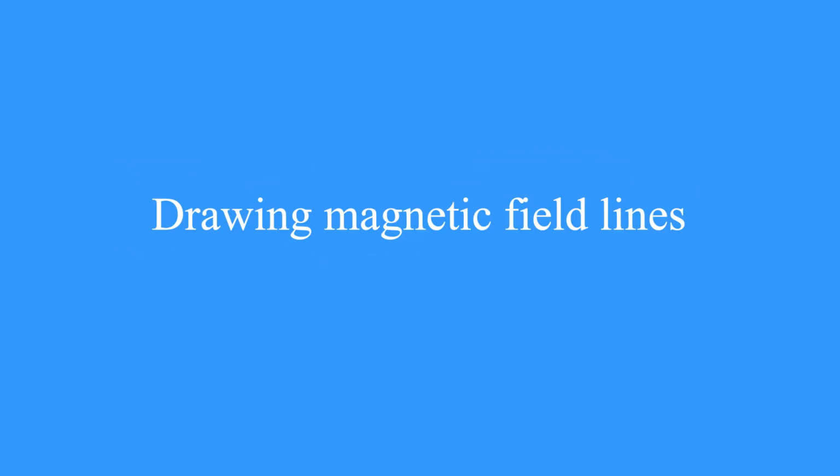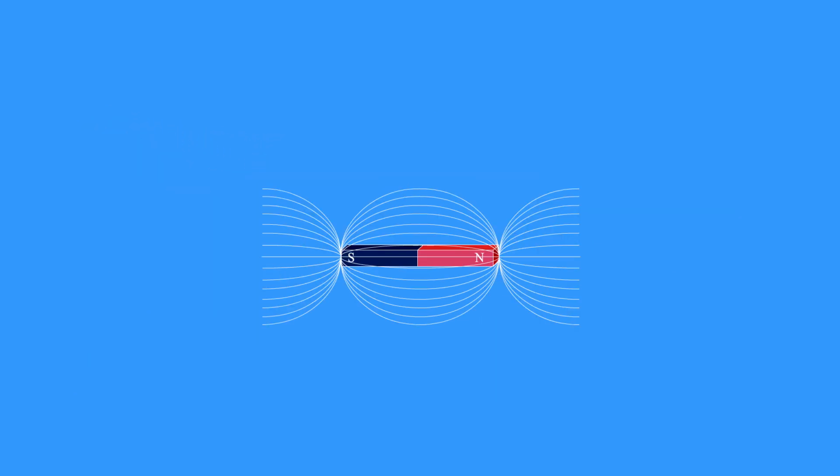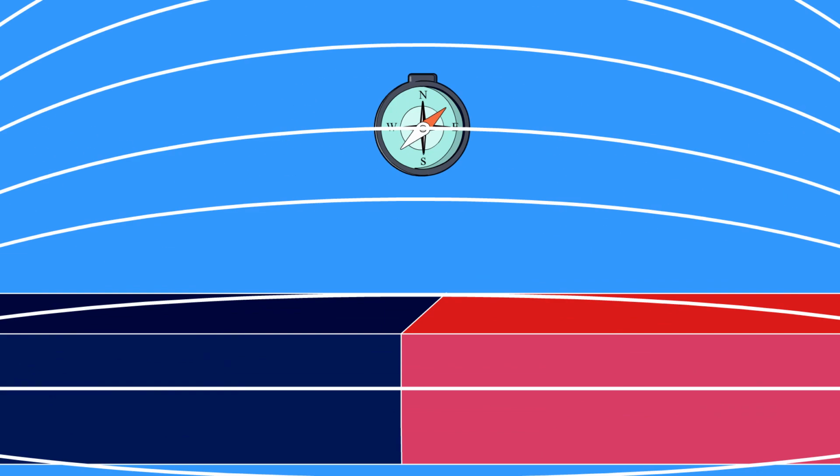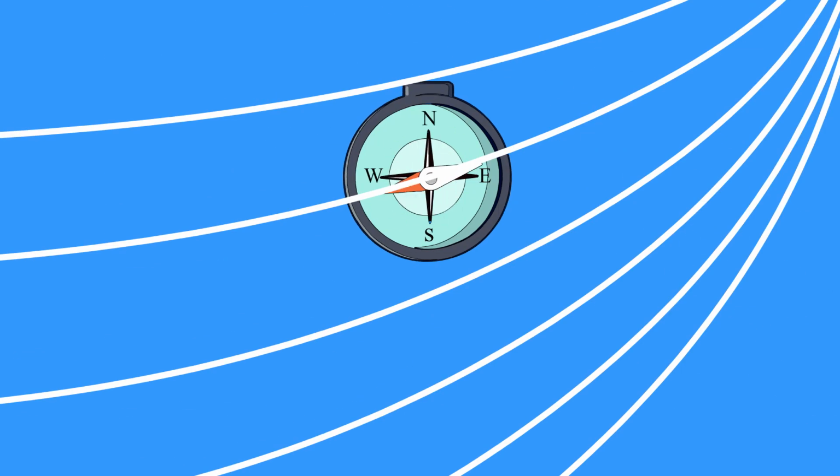Drawing magnetic field lines with the aid of a compass. The magnetic field of a bar magnet can be explored using a compass. If a compass is brought near a magnetic field, the compass needle will align with the magnetic field lines. The direction of the magnetic field B at any location is defined as the direction that the north pole of a compass needle points to at that location.